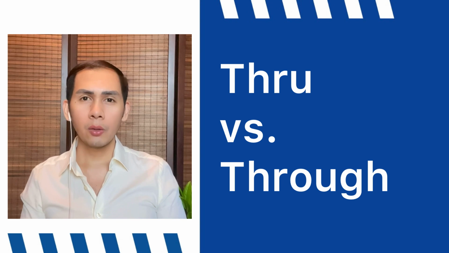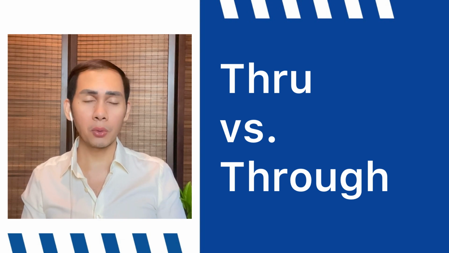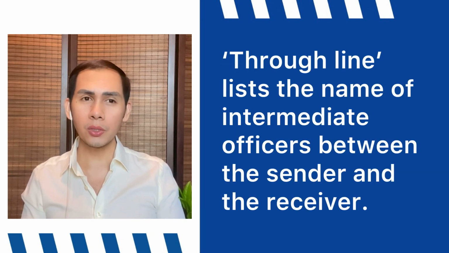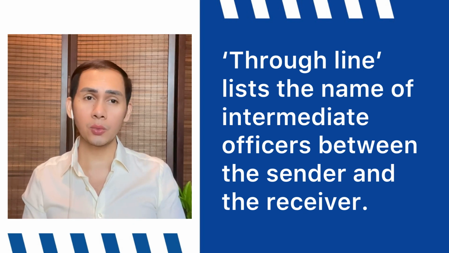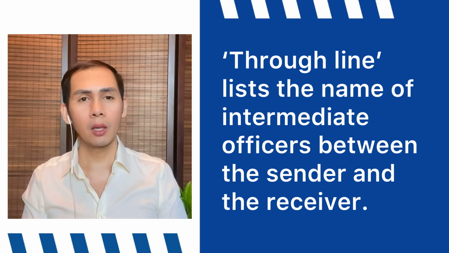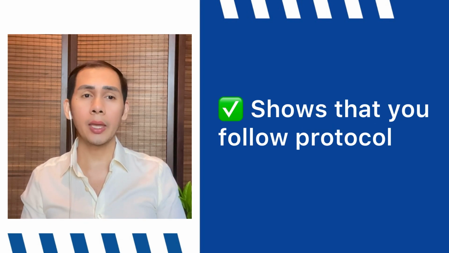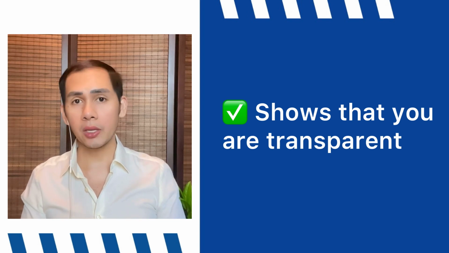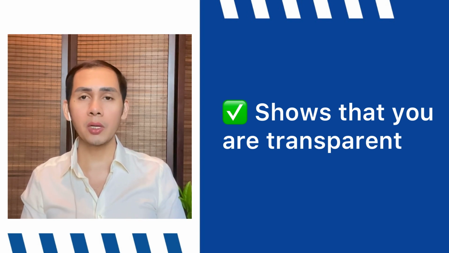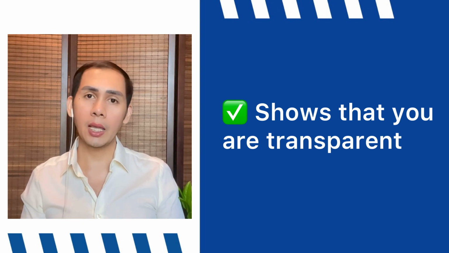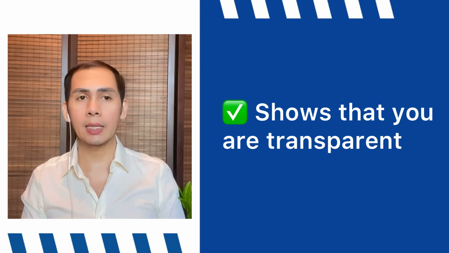So first, we have to define what a through line is. So a through line is used, as I've explained a while back, it is used when there is an intermediate officer between the sender and the receiver who has a higher position. When you use through kasi, it shows that you follow protocol and you are respectful to your immediate superiors. No? Pinapakita nyo din na wala kayong tinatago sa inyong superior, especially if the content of the memo is job-related.